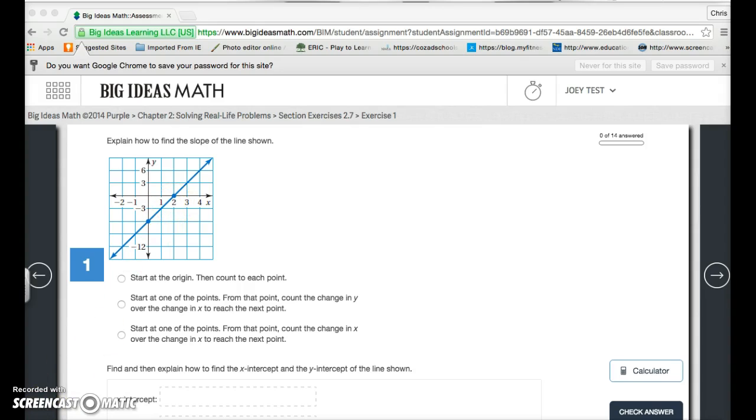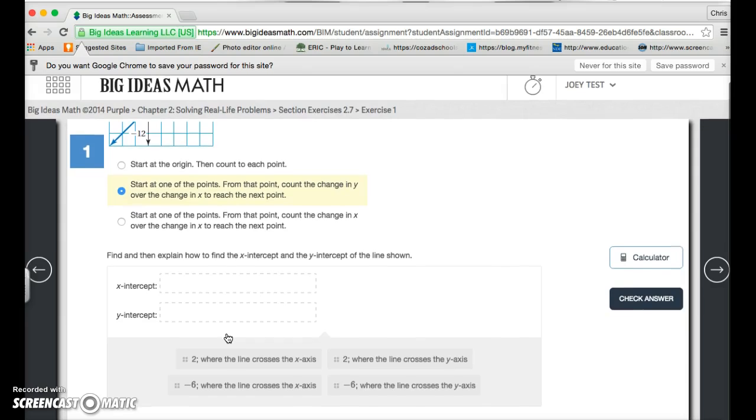So we know our slope is 3, but what are the choices on number 1? Okay, so out of those 3 things: start at the origin, start from one of the points, count the change in y over the change in x, or count the change in 2 x's. Which one of those is going to find us the slope? The second one is going to find us the slope.